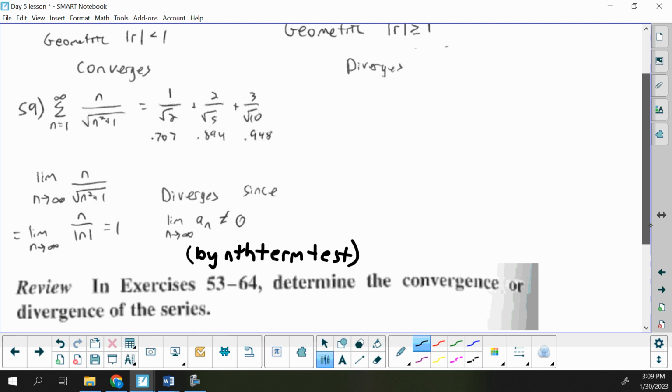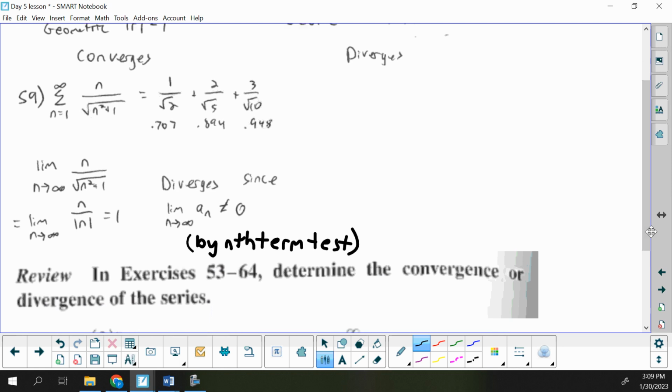And 59, you might be able to just see it by writing out a couple terms, but those numbers are not getting smaller. So therefore, the limit as n goes to infinity of our individual terms a_n is not approaching 0. So then by the nth term test, that automatically diverges. The nth term test can only be used to show divergence.